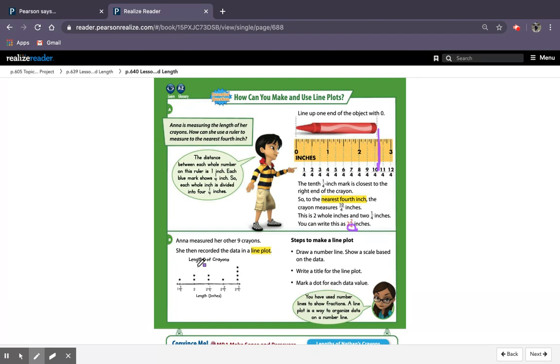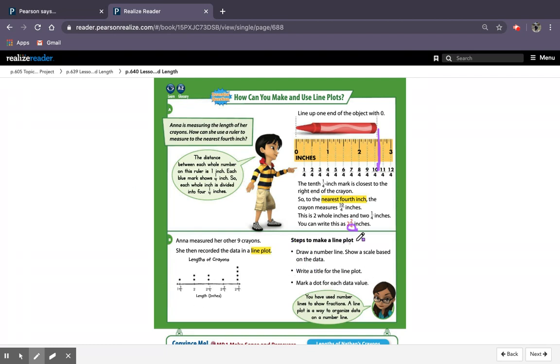And then for part B, it says Anna measured her 9 other crayons. She then recorded the data in a line plot. So this is what she used here after she measured all of her crayons. If you want to measure crayons at your house and do an activity similar to this, that's fine. Send it to me, and I'll give you some extra credit. You don't have to. It's not required. But if it's something that interests you, please do it.